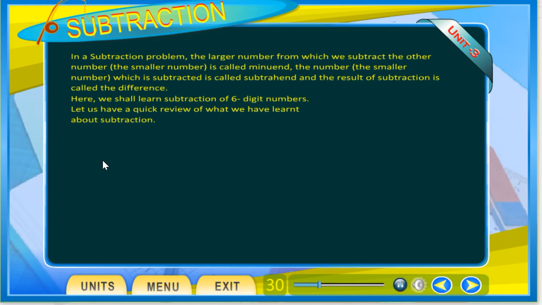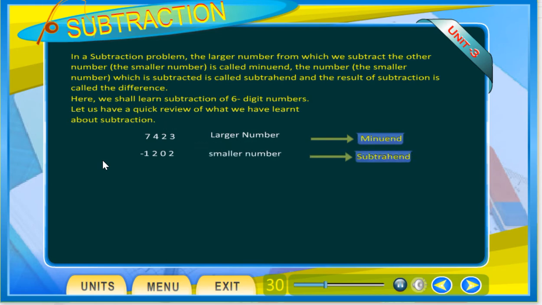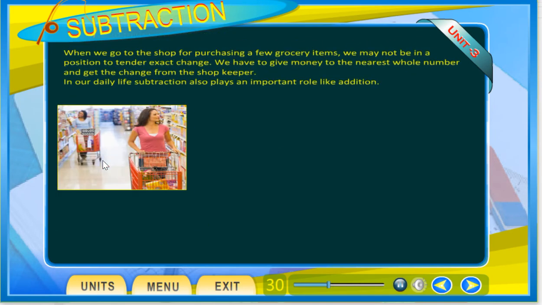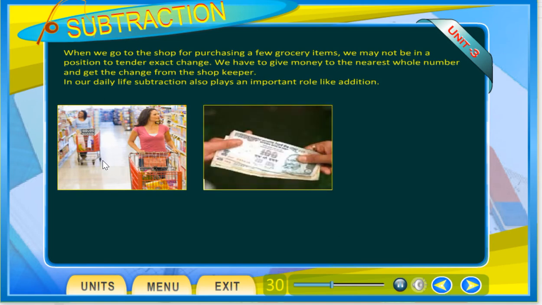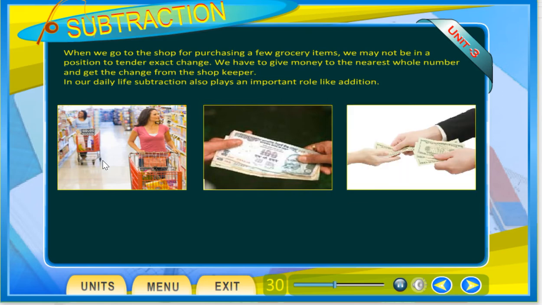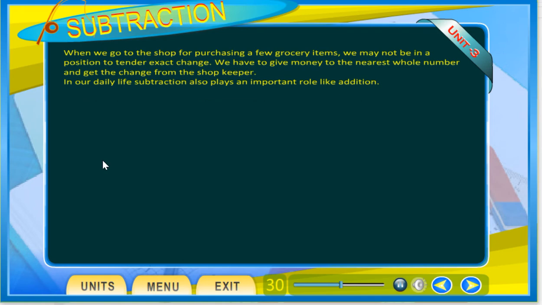Let us have a quick review of what we have learnt about subtraction. 7423 (minuend) minus 1202 (subtrahend) equals 6221. When we go to the shop for purchasing a few grocery items, we may not be in a position to tender exact change. We have to give money to the nearest whole number and get the change from the shopkeeper. In our daily life, subtraction also plays an important role, like addition.